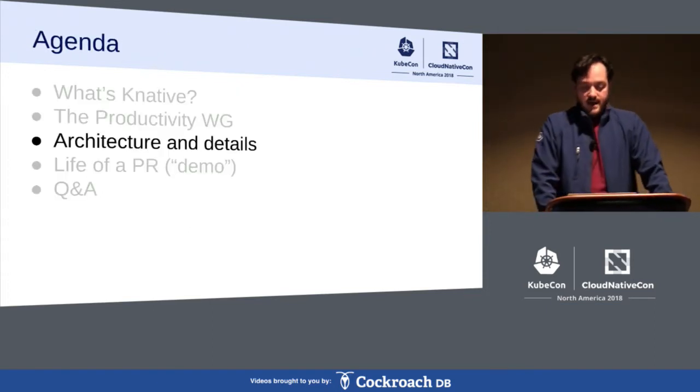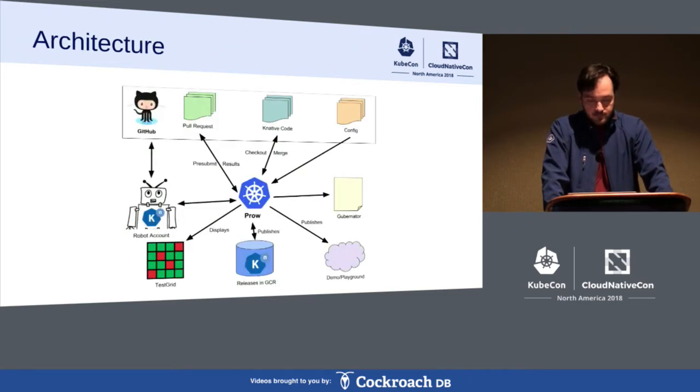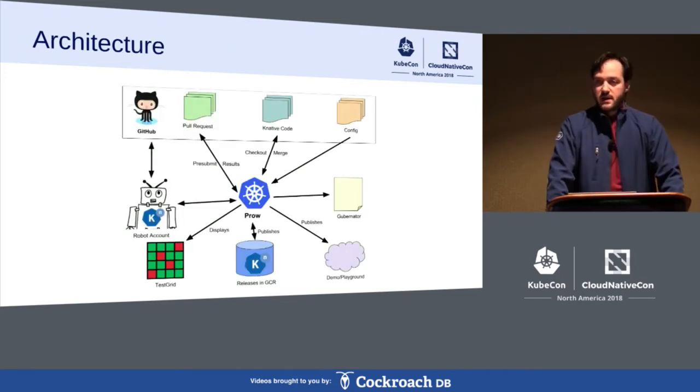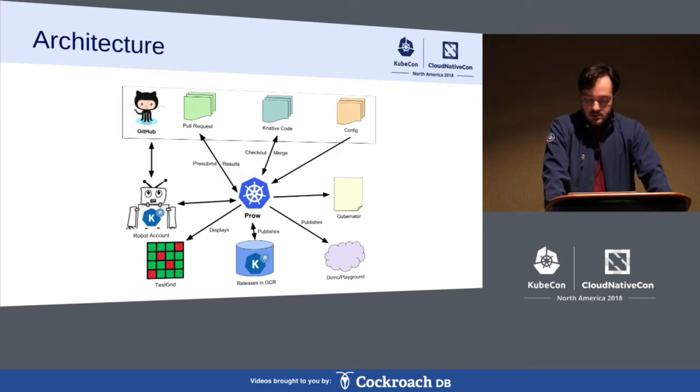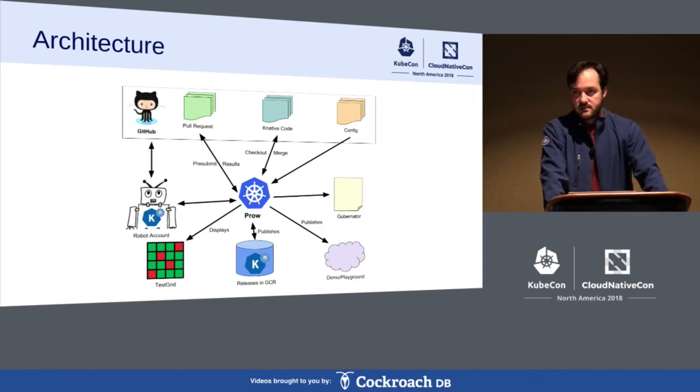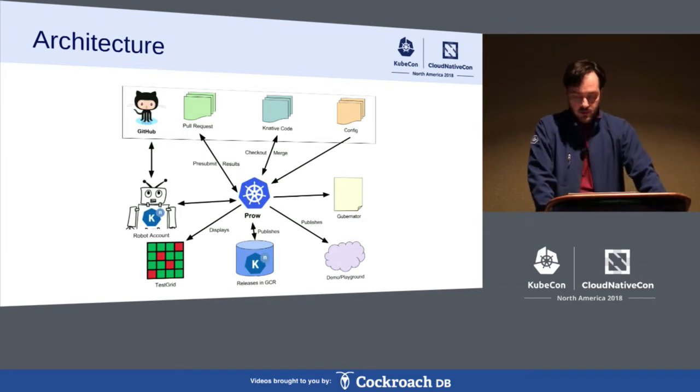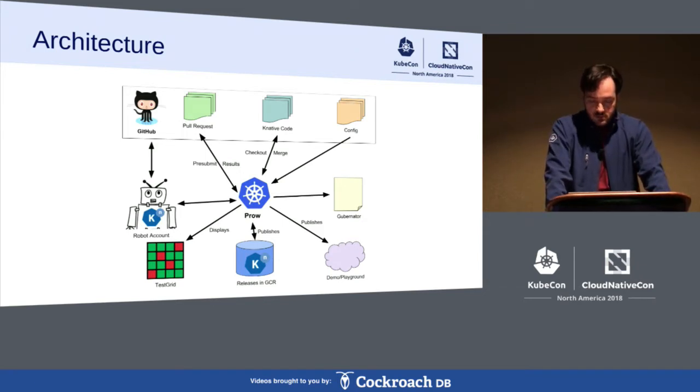Okay, so how do we do that on the technical side? This is the overall architecture of our system used to test and release Knative artifacts. In the center of everything is PROW. Together with GitHub and other tools like Test Grid, testing environments, tools like Kubernetes, and storage systems, we create the entire framework used for tests and release.